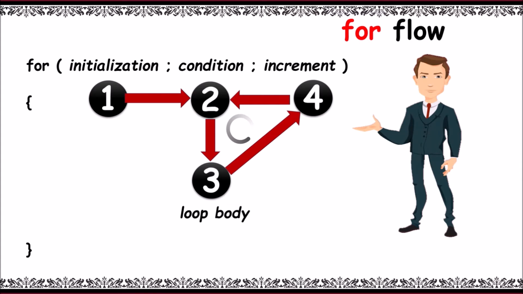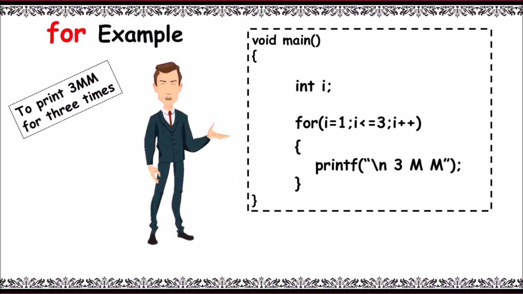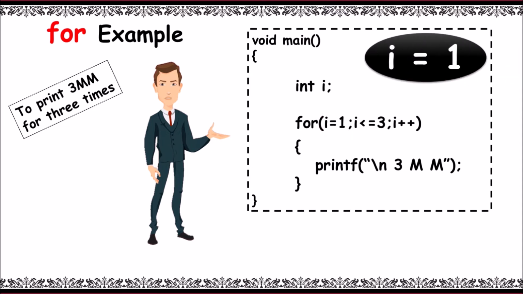Now, let's have a sample program to print 3mm for 3 times. First, declare i. Then, the for loop starts with initialization part, that is i is equal to 1. Now, the condition i less than or equal to 3. 1 less than or equal to 3 is verified. As it's true, control enters the loop body and prints 3mm.